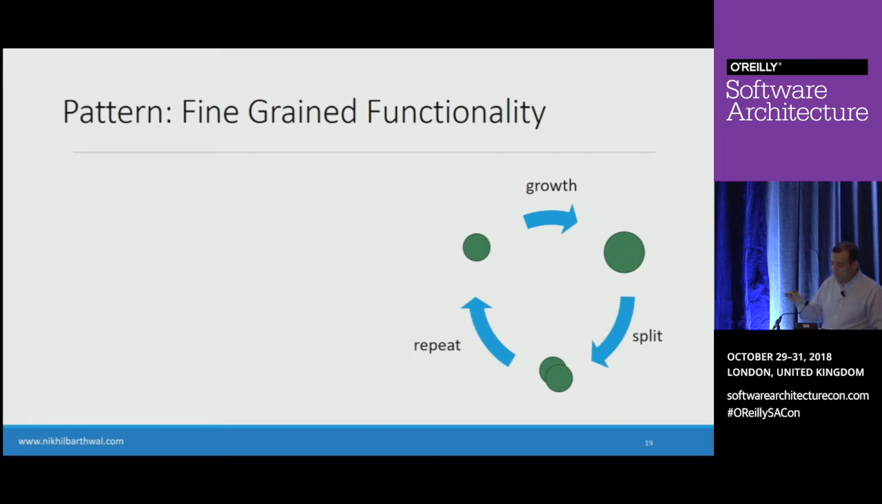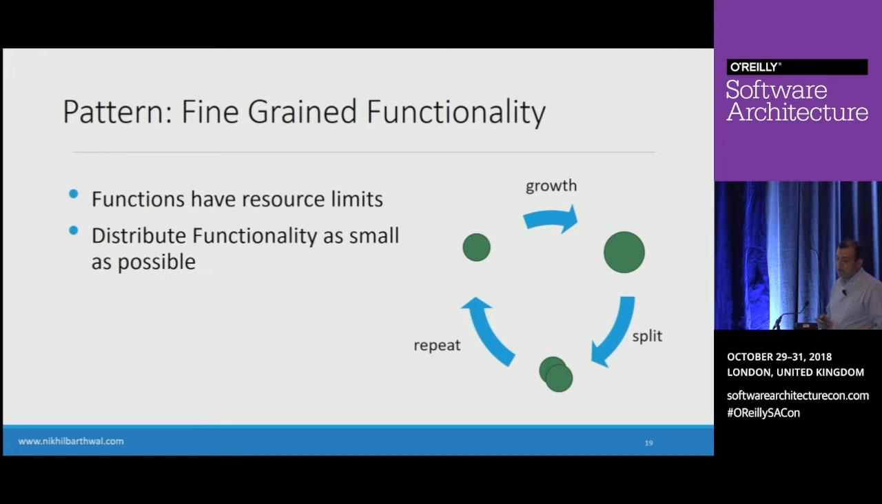So the small function, the little green dot, expands to a big green dot, and then what you realize is it's too big for you to handle. So what you do is you do a split. And this process is continuous, and you need that because functions have resource limits. So one of the patterns that you want to follow here is to distribute your functionality in small chunks, as small as possible. So design becomes continuous. You need to continuously refactor, right? It's a continuous process that we are talking about.